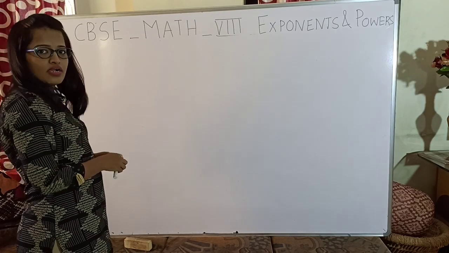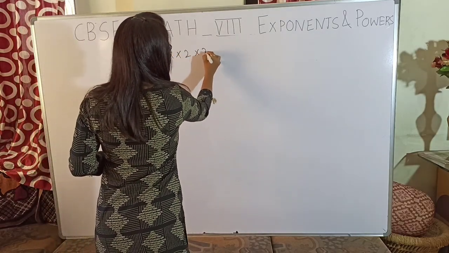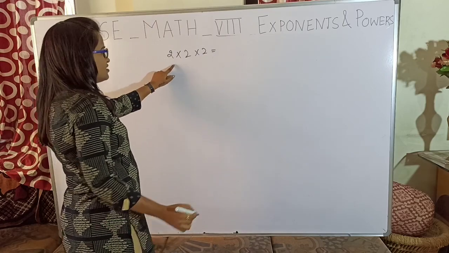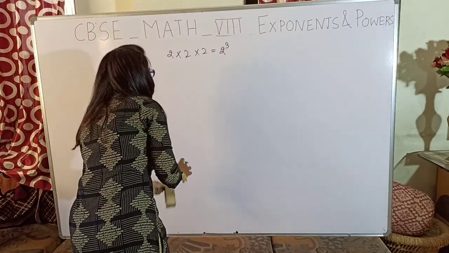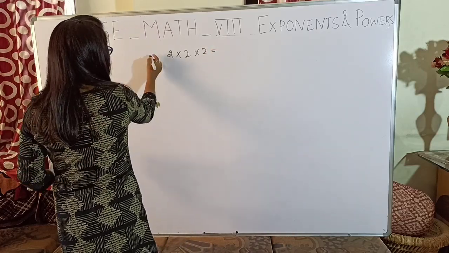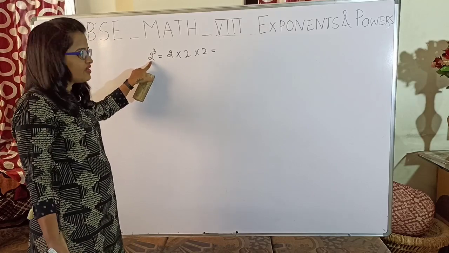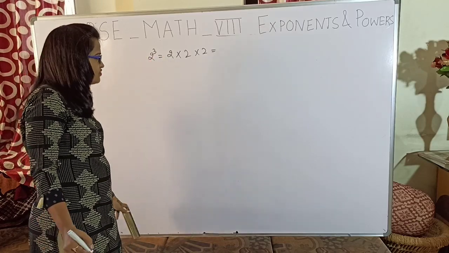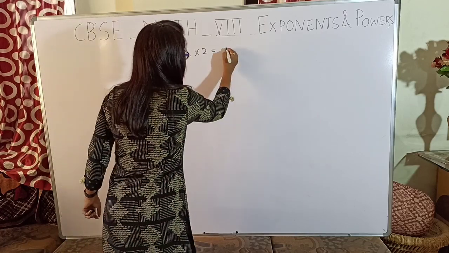Now, until now we have seen if 2 into 2 into 2 is written, it could be written as 2 raised to 3. What does it mean? 2 is being multiplied with itself. How many times? 3 times. So it will be 2 into 2 into 2. What is the value? 2 twos are 4, 4 twos are 8.